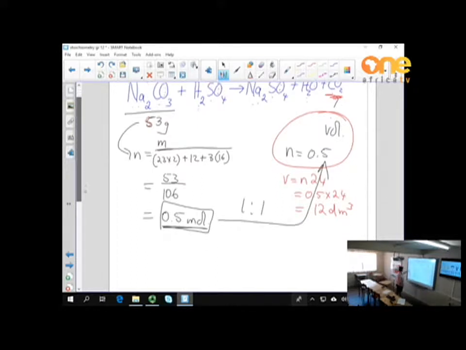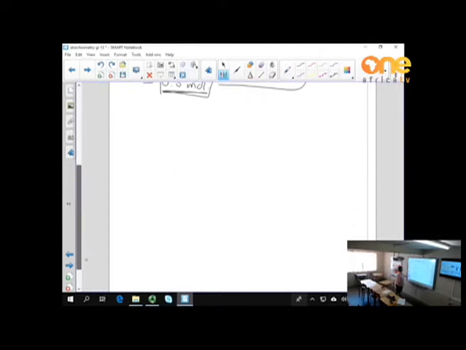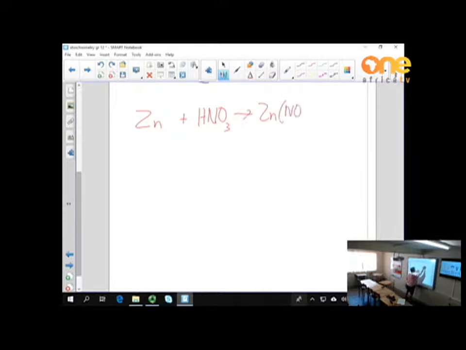Okay, I'm going to do one more example, and then I think that would be enough. They tell us 195 grams of powdered zinc is added to dilute nitric acid in a beaker. So we have zinc plus nitric acid. When we have a metal and an acid, we will get a salt, zinc nitrate, plus, in this case, hydrogen.